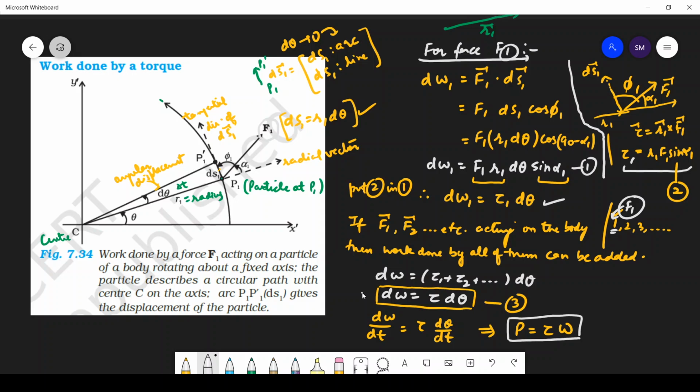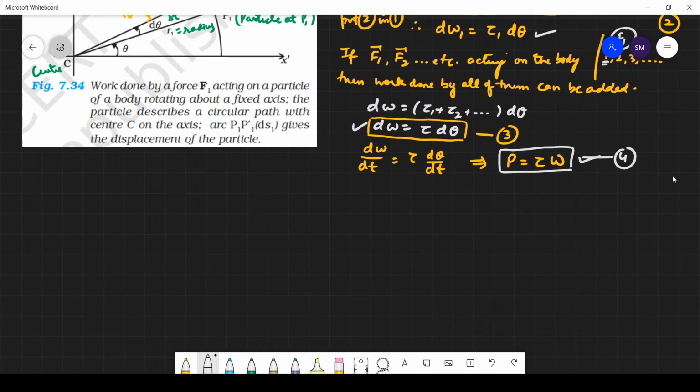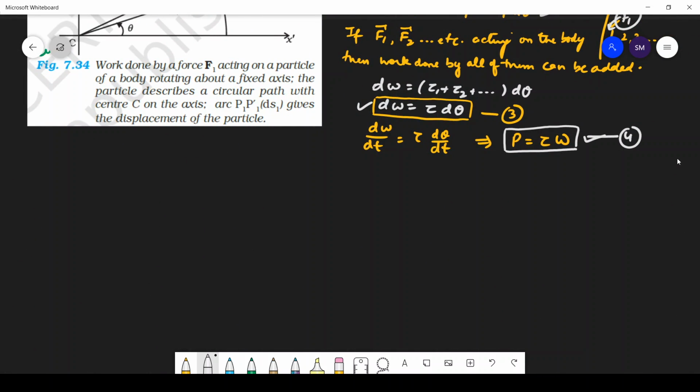So you got the formula of work, you have got the formula of power, so that you can write as equation number 4. Now we have the work energy theorem. So we have the work energy theorem, that is work done is equal to change in kinetic energy.